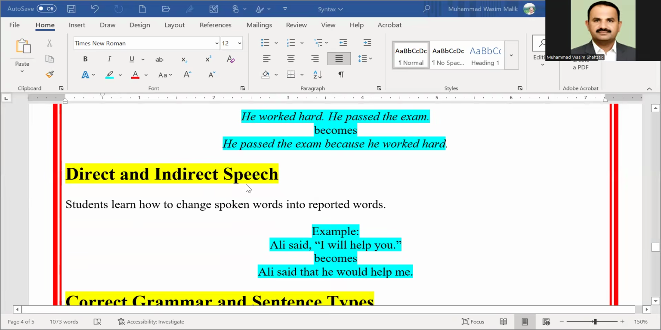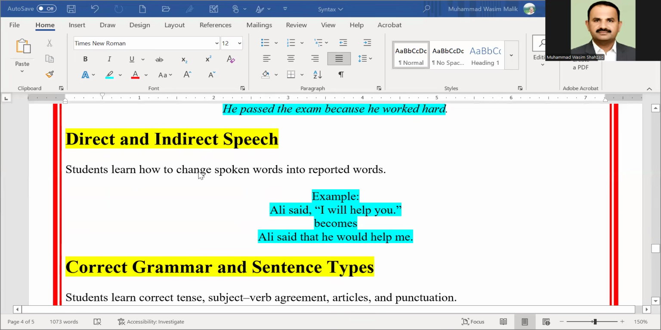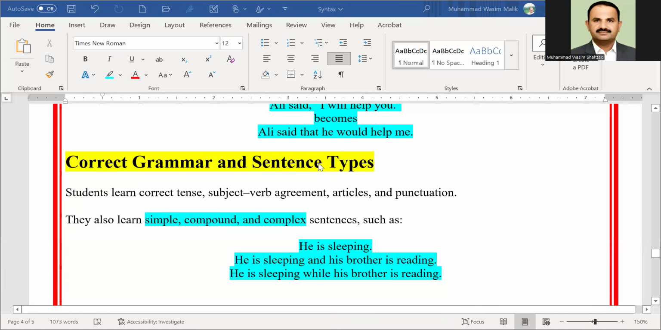Direct and indirect speech. Students learn how to change spoken words into reported words. For example, Ali said, I will help you. They change them into Ali said that he would help me. Correct grammar and sentence types. Students learn correct tense, subject verb agreement, articles, and punctuation. They also learn simple, compound, and complex sentence.